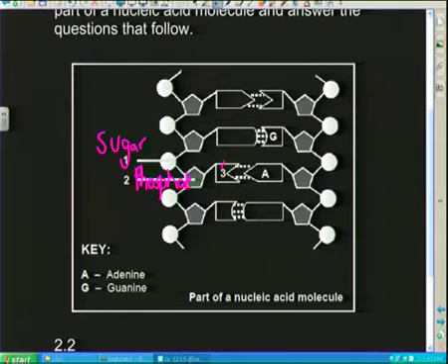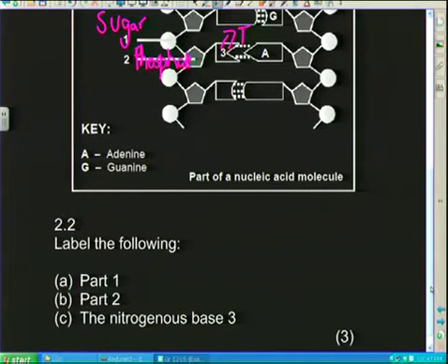Then they asked you for number 3. They gave you adenine. So we know that its partner must be thymine. So if we were to label it, part number 1 we said was the sugar, part number 2 was the phosphate, and our nitrogenous base, number 3, was thymine. Okay, let's carry on with the next question.